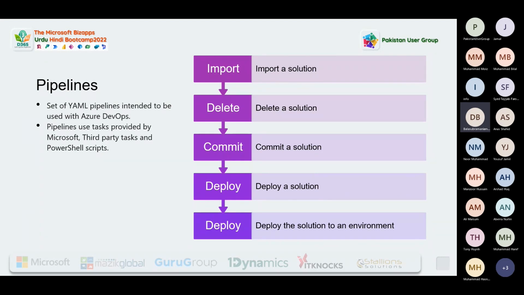The makers just go to the canvas app and click on commit a solution, and automatically the YAML pipeline will take care of connecting to the source environment, exporting it, unpacking it, everything. It will take care of it automatically. Yeah. And then deploy a solution.